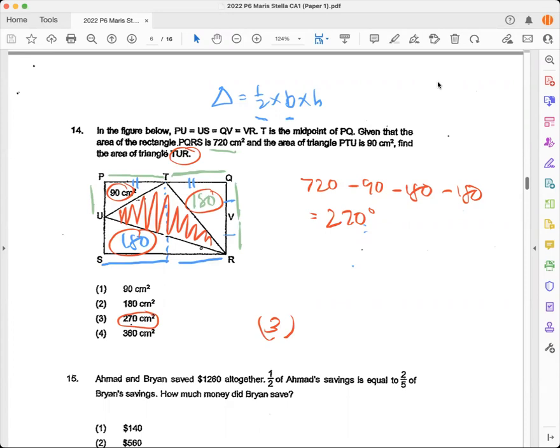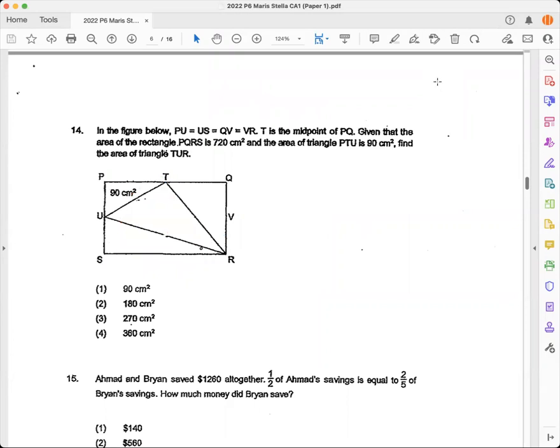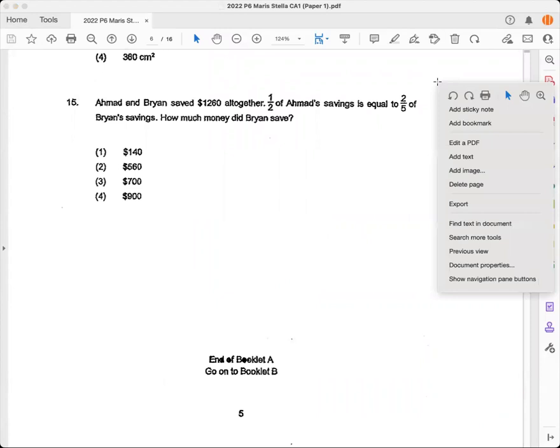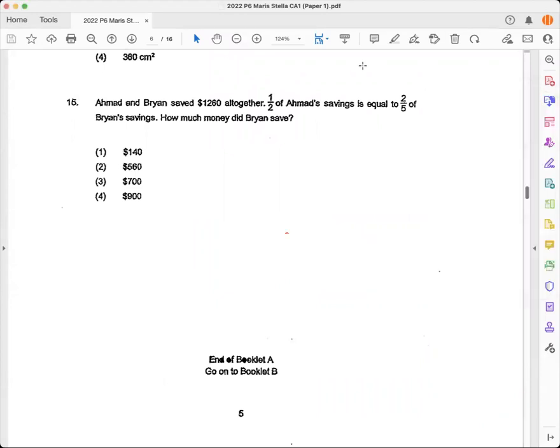Okay. I also want to go through question number 15. Question number 15 is a typical equivalent proportion question. How do you know it's an equivalent proportion? It's quite obvious. The questions will always describe a fraction being equal to another fraction. You see, half of Ahmad's money savings is equal to 2/5 of Brian's savings. So it is a fraction equal to another fraction.